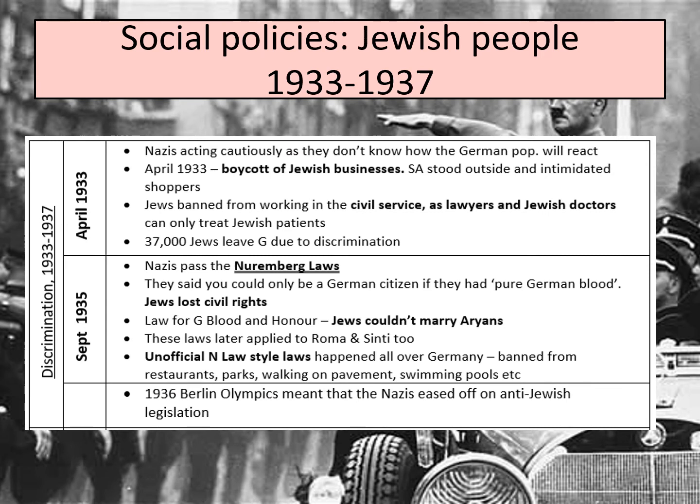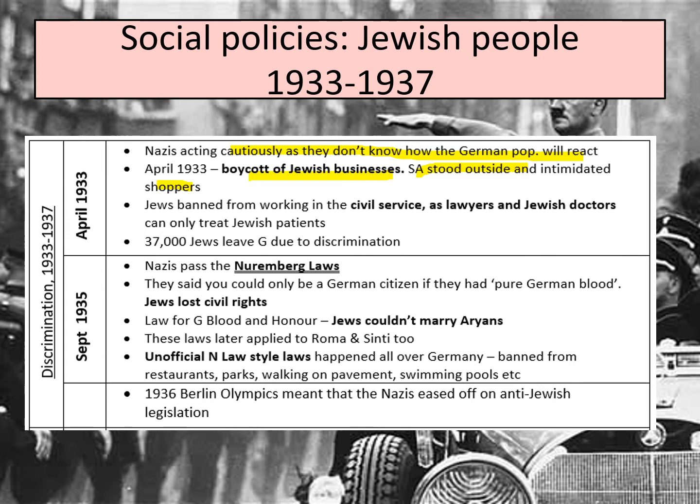The Nazis came to power in January 1933, and they immediately began discriminating against the Jewish people. They started acting at first quite cautiously, as they didn't know how the German public would react, and so they began by boycotting Jewish businesses from the 1st of April. This is where the brown shirts, the SA, stood outside and intimidated shoppers, so this was a measure that was supposed to harm Jewish people financially.